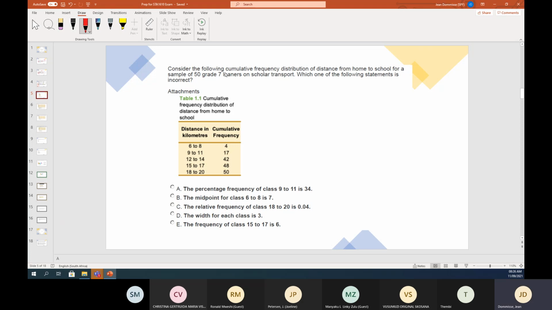Okay, so consider the following cumulative frequency distribution. Frequency distribution of distance from home to school for a sample of 50 grade 7 learners. Okay, so we've got cumulative frequency, but let's just add other things.